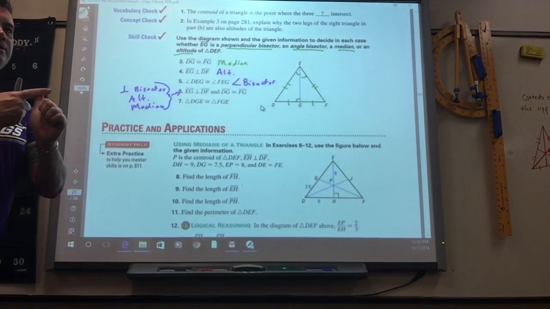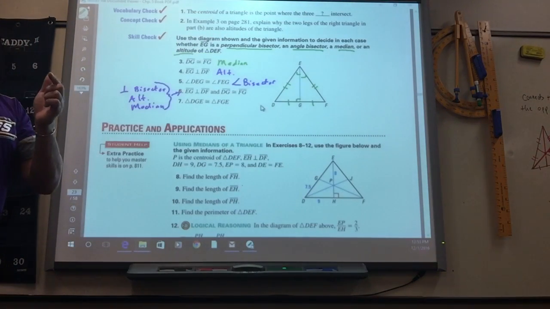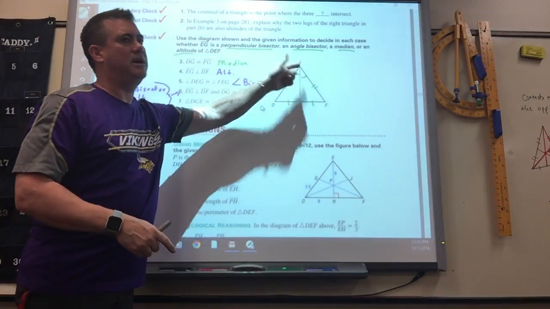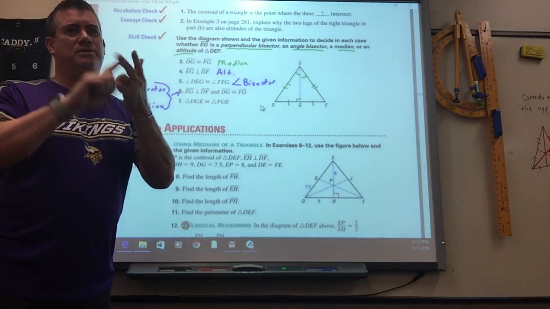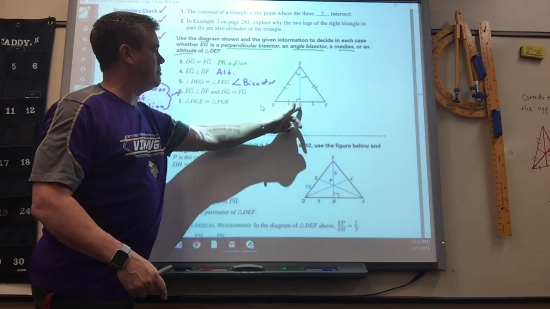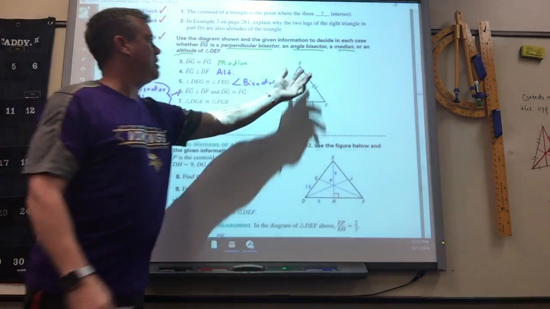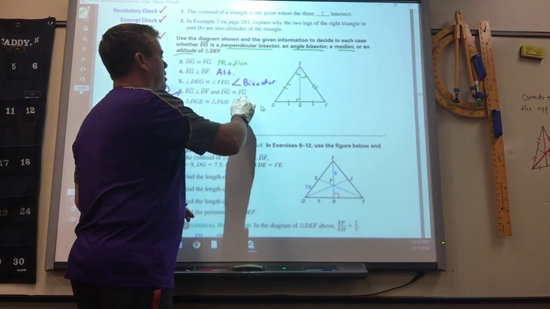So it's perpendicular bisector. A median, because it goes from the midpoint there. And an altitude, because it goes from there at 90 to the other side. And it's an angle bisector. So this one you can just put all.